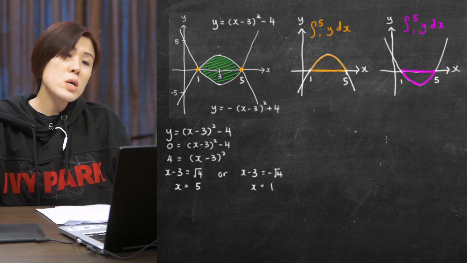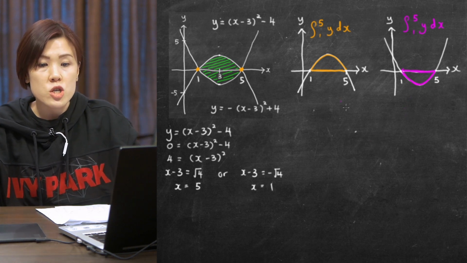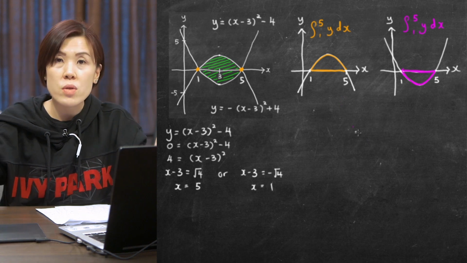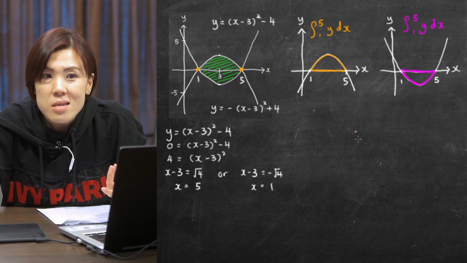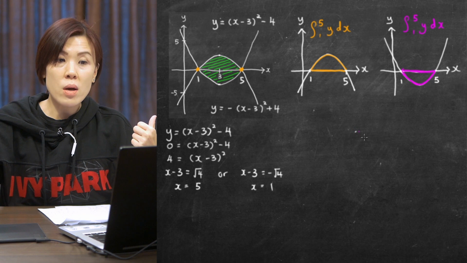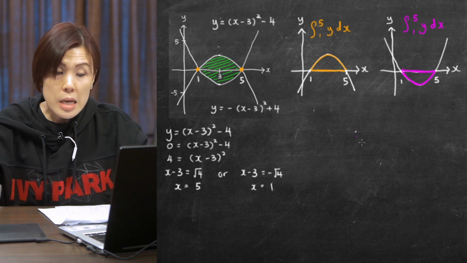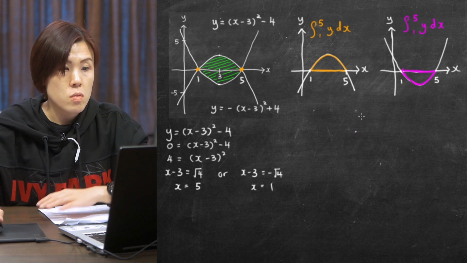So can you guys see what I need to do with the yellow regions and the pink regions to find the green region? Now we need to do plus, but in the previous diagram, we need to do minus. Can you guys see the difference now? So let me draw a line here.